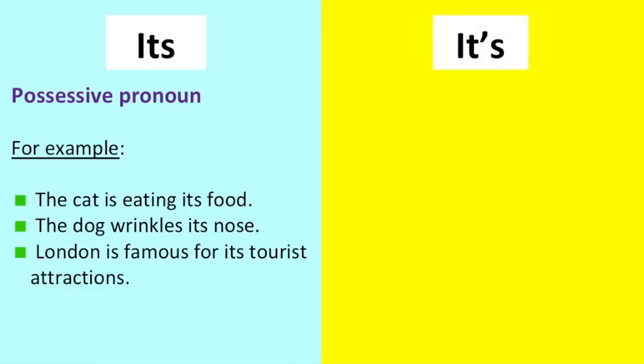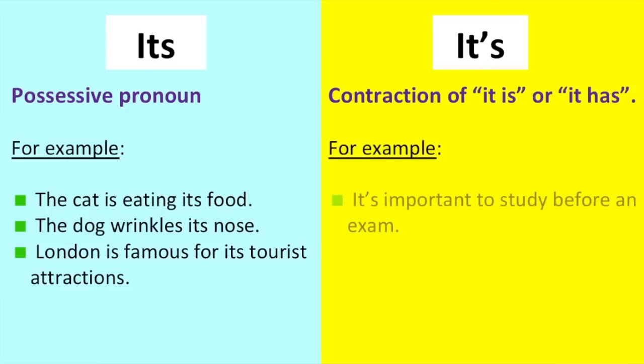It's, with an apostrophe. This is a contraction of it is or it has. For example, it's important to study before an exam. In this example, the sentence is, it is important to study before an exam. However, the words it is have been shortened to it's. Another example is, it's a huge house.